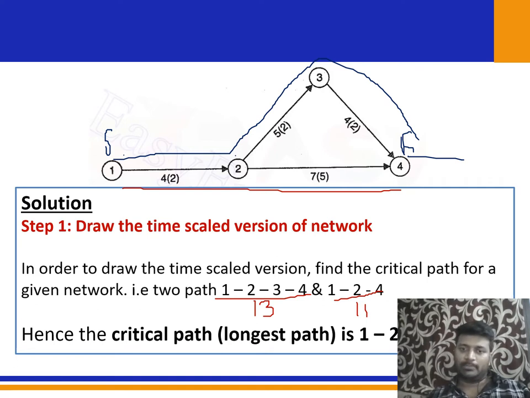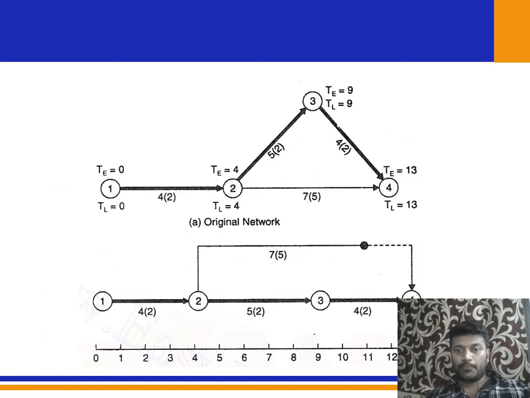So now you know what the critical path is. 1, 2, 3, 4 is the critical path, that is the longest path. So I'm going to draw the time scale version. In order to draw it, you have to find the critical path and then find the earliest and latest times. This is the original network which is given in the question. If you want to draw the timescale version, you first need to draw the critical activities in a horizontal line. 1, 2, 3, 4 is the critical path here, so I'm going to draw it in a straight, horizontal line: 1 to 2, 2 to 3, and 3 to 4.